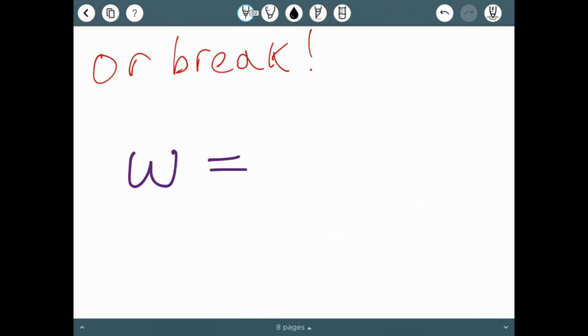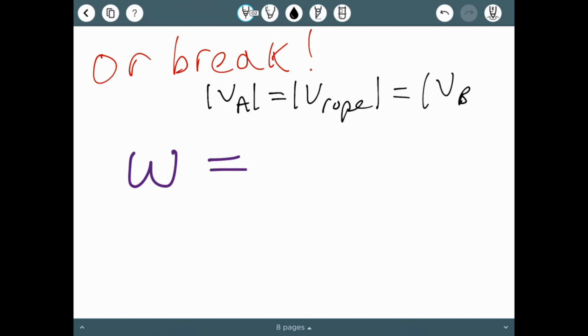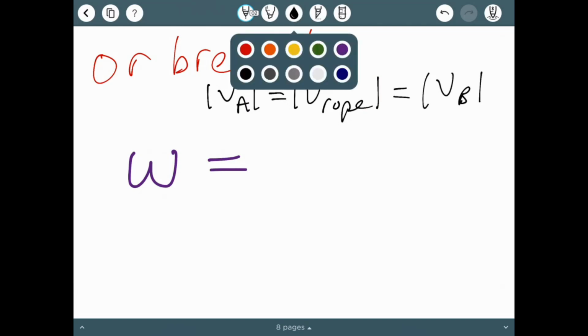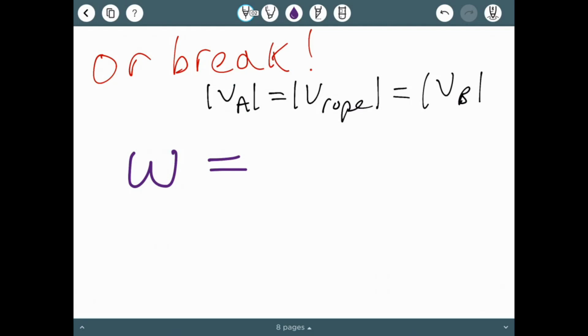Since the rope does not break, this also means that the speed of A has to be the same as the speed of B and the same as the speed of the rope. So at the final moment, the angular velocity of the pulley must be equal to the final velocity over r. And that is the final velocity that we're trying to find. I'm sorry, the final speed. It will be the same speed that A and B will have.